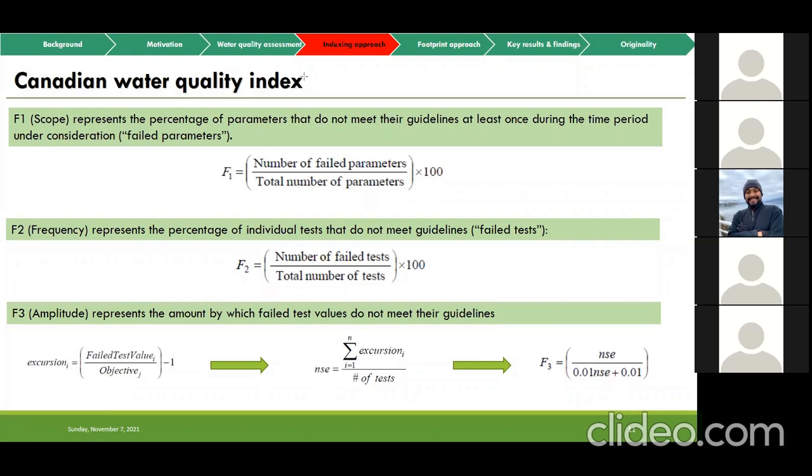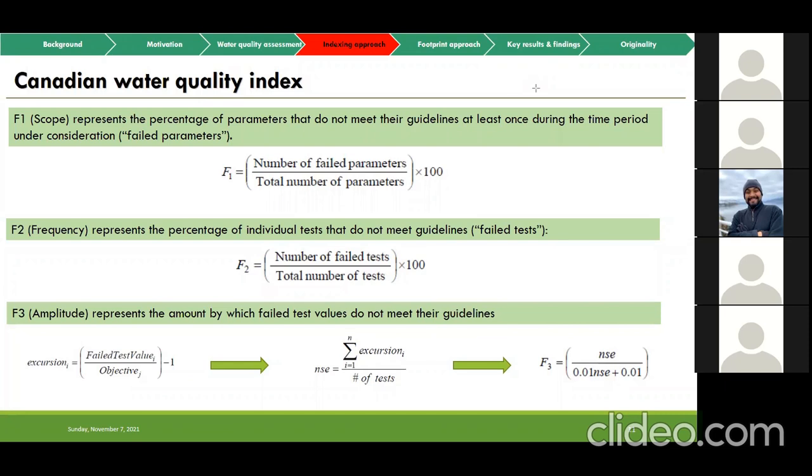What is the broader scope? F2 represents the frequency: how many times a particular test fails. Similarly, F3 is the amplitude, which defines by how much a value doesn't meet the guideline. So these are the formulas. I'm not going to go into the details, but I have put in an example to explain how we're going to calculate it.